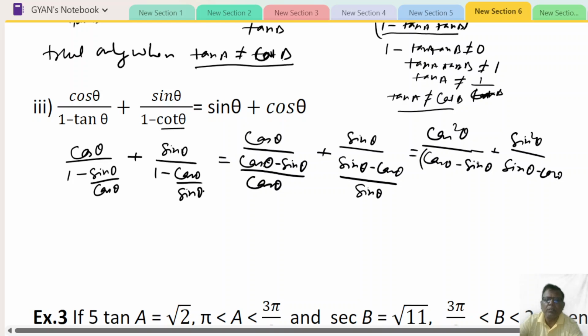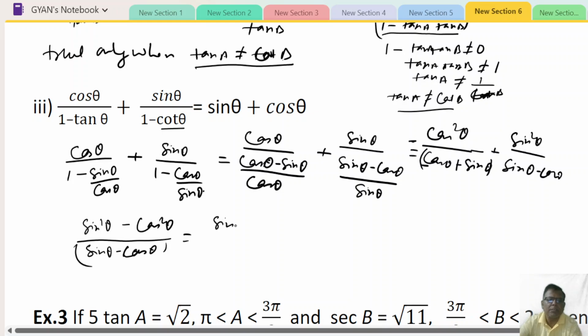Here take minus common. So minus common, then it will come plus, it will come minus. So now you take LCM, that is sin theta minus cos theta. So this becomes sine square theta minus cos square theta. Now this one will be sine theta minus cos theta into sine theta plus cos theta divided by sine theta minus cos theta.